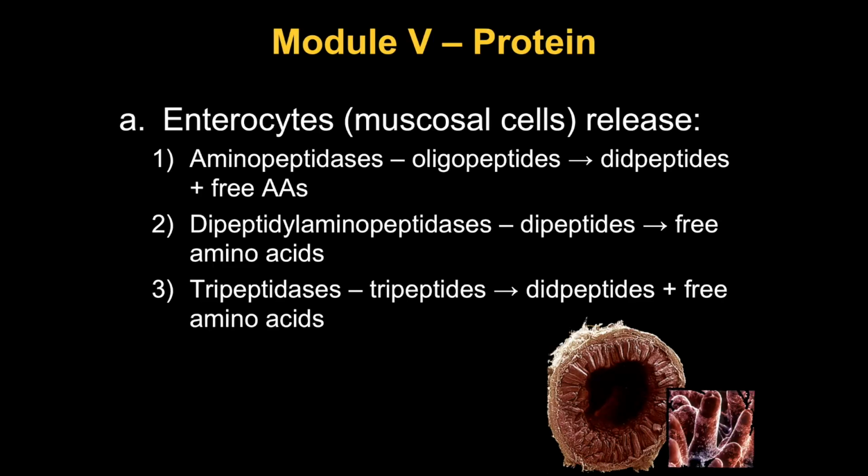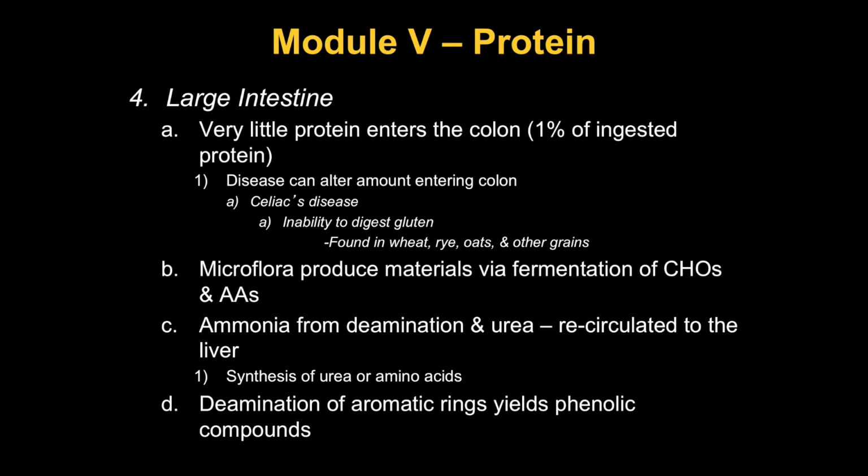Again, the whole point here is that we're digesting these large proteins into smaller and smaller pieces so that we can actually absorb them across the gastrointestinal tract. In the large intestine, we find very, very little protein. We are very efficient at absorbing and internalizing protein, so there isn't going to be very much at the level of the large intestine.